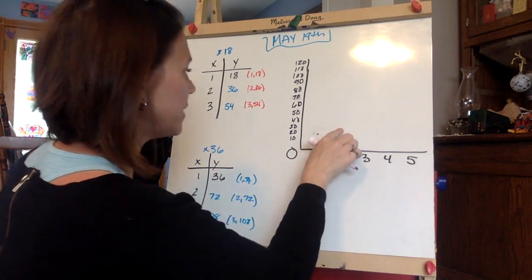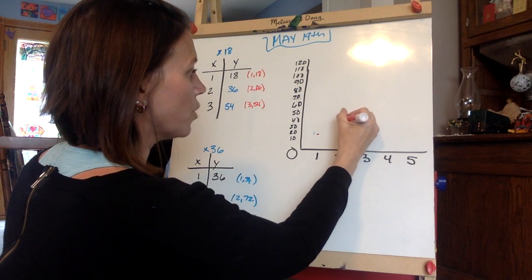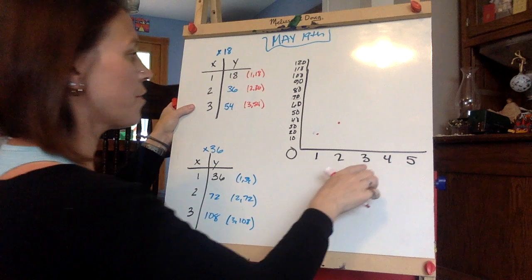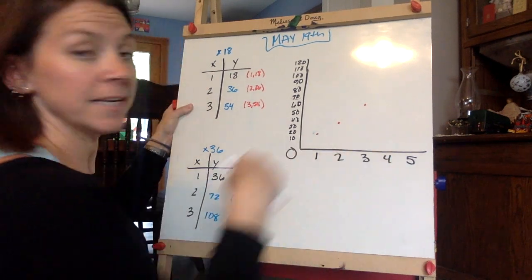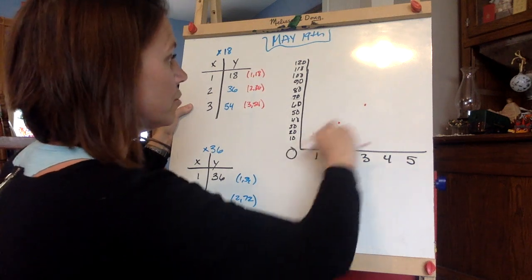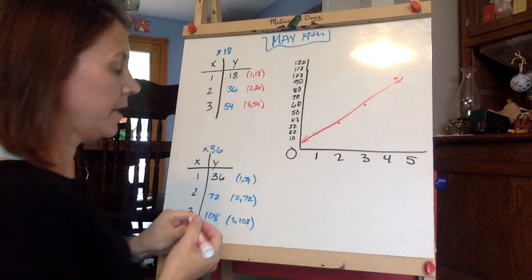And then (2, 36). So 36 is between 30 and 40. So I got to put it somewhere in there. And then (3, 54), 54 is between 50 and 60. Main thing is I want my dots in a line, right? So that's pretty good. It's not perfect. So I go like that, and I connect my dots.